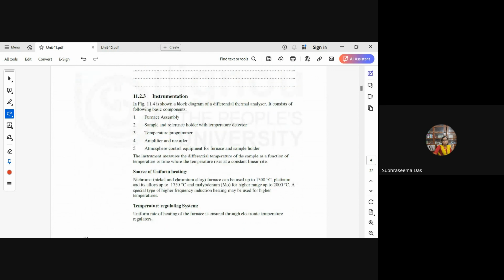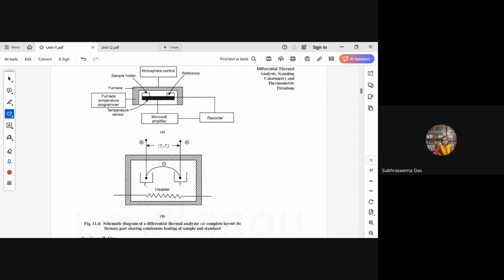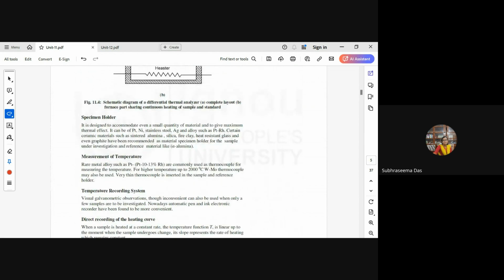This we had known. Now we'll just have a recap about the instrumentation of a DTA. It mostly consists of five basic components: a furnace assembly, the sample and the reference holder, the temperature control, the amplifier and recorder, and the atmosphere control for the sample holder and the furnace. Mostly the sample recording is carried out in an inert atmosphere, such as nitrogen. Sometimes oxygen is also used, but an inert atmosphere is usually preferred.